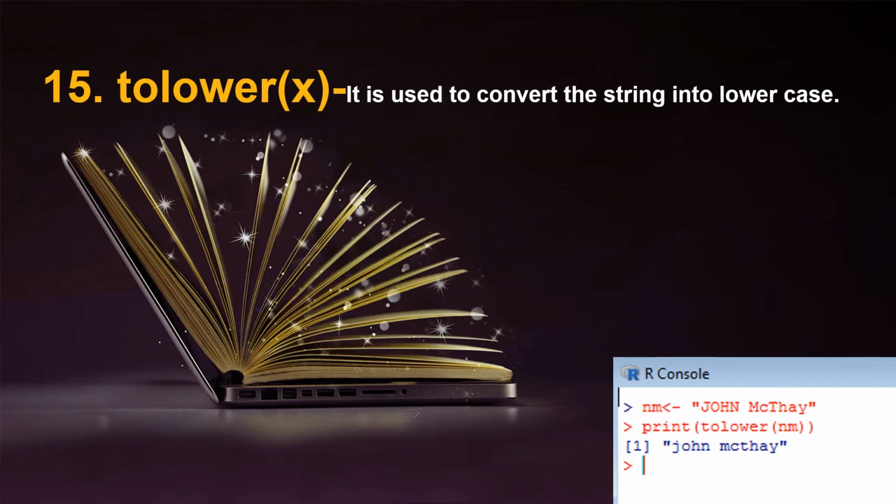See, I have passed here John Makati as a string in the nm vector. John is written in capital letters, however the other words are in sentence case, a combination of upper and lower. But when it prints, it returns everything in lower case because the function is tolower.